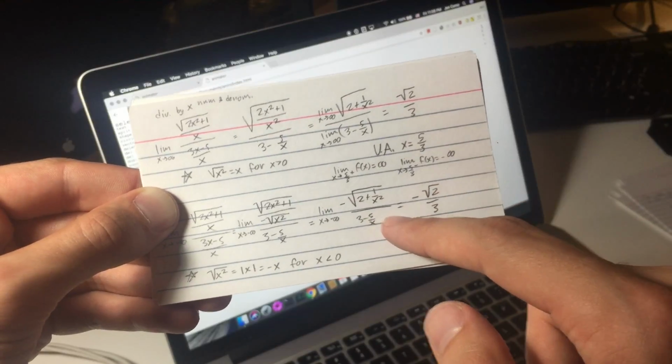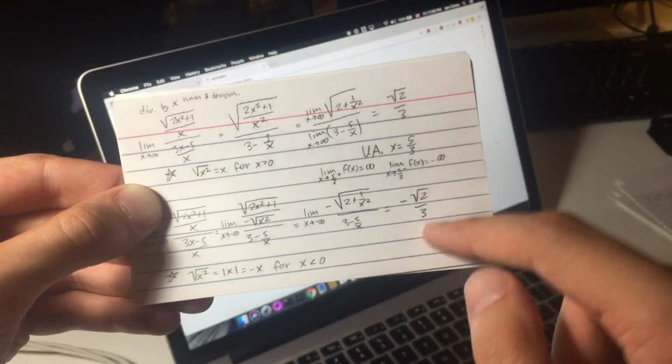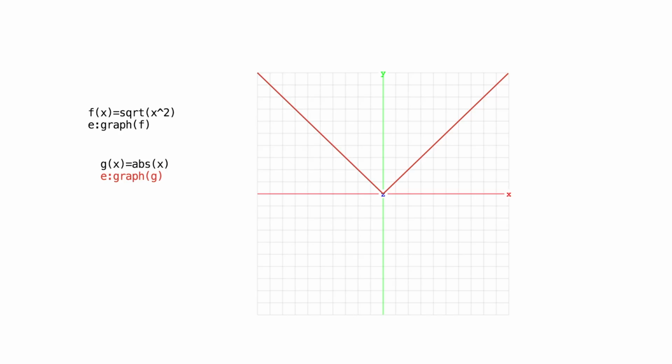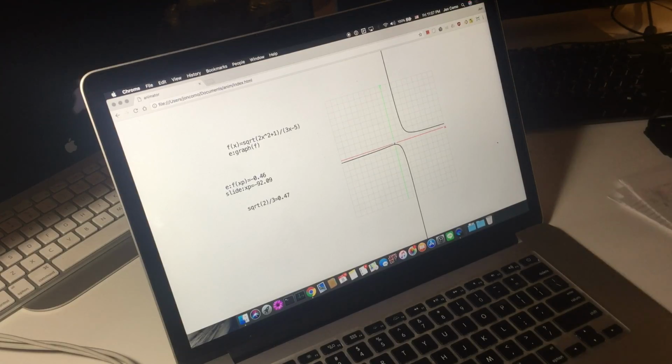We take the limit of the top and bottom, and we get the negative. So we get negative root 2 over 3. So that's why we have two horizontal asymptotes for this function. And if I make x really negative here, our test point, okay, there we go. So if we make this more and more negative, you can see the output of the function up here is approaching negative 0.47. So that's a horizontal asymptote. So this function has two horizontal asymptotes. Pretty cool.